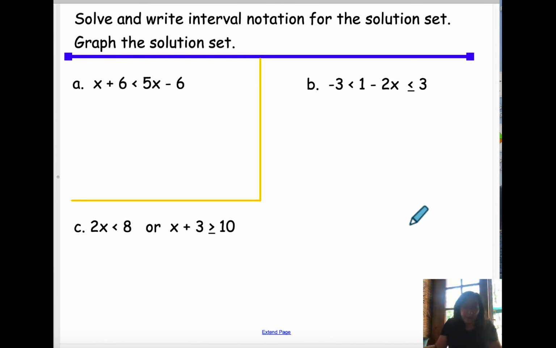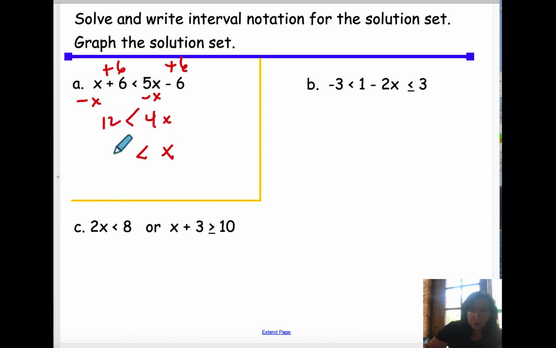This one is just solving some more inequalities, and yes, you have to know these, obviously. Let's do some more. We're going to subtract x from both sides. We get 4x. I'm going to add 6 to both sides. What is that going to be? Greater than 12. So x is greater than 3.